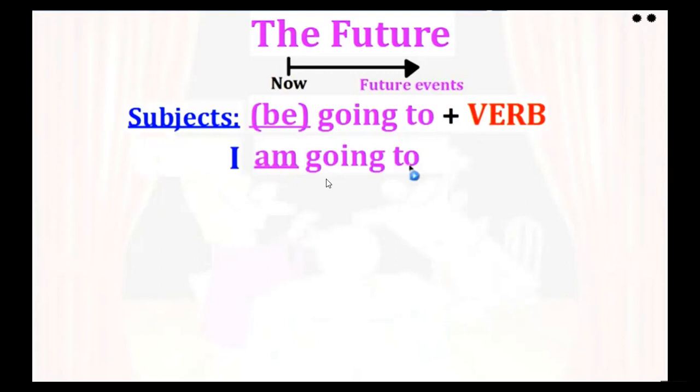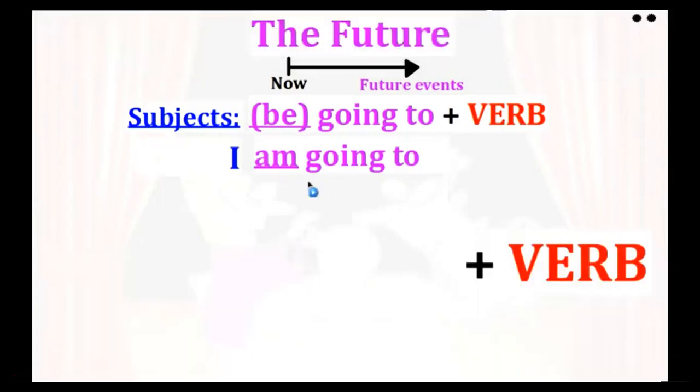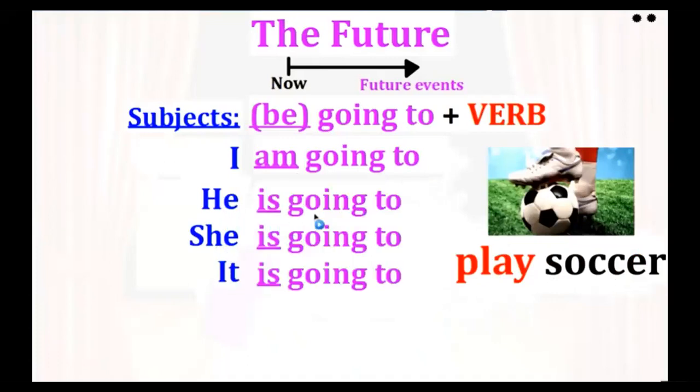So this is how to make statements using the future going to. For affirmative, you're basically going to need a subject plus the verb be, am, is, are, plus going to, plus the base form of the verb. I'm going to play soccer. He is going to play soccer. She is going to play soccer. It is going to play soccer, and so on and on.